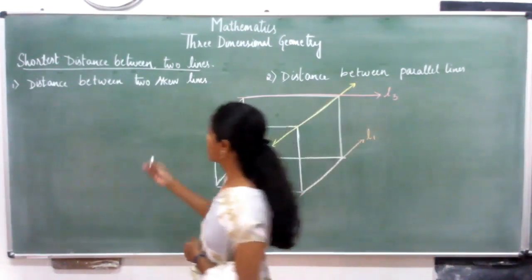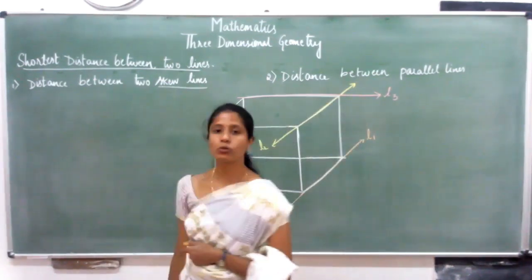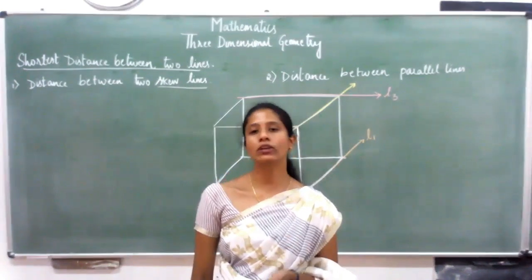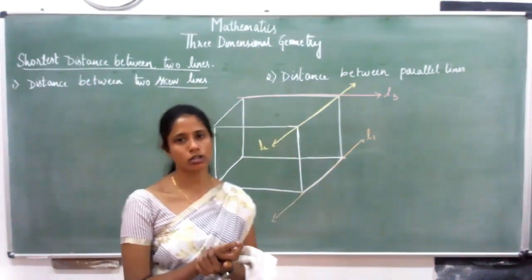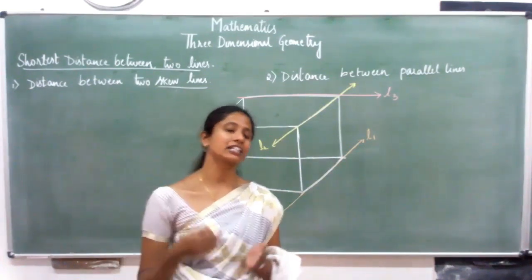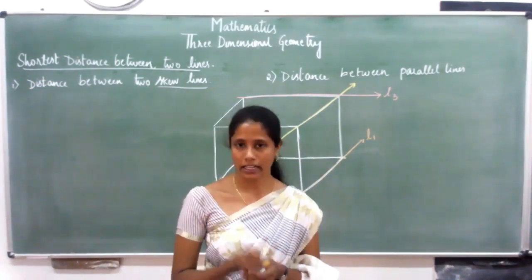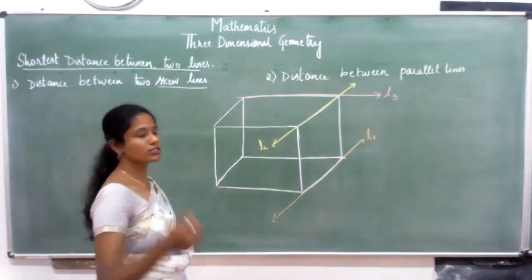So in today's class, first and foremost, let us understand what skew lines are. Skew lines are those lines which neither intersect nor are parallel to each other, and such lines are also non-coplanar. Such lines are said to be skew lines.